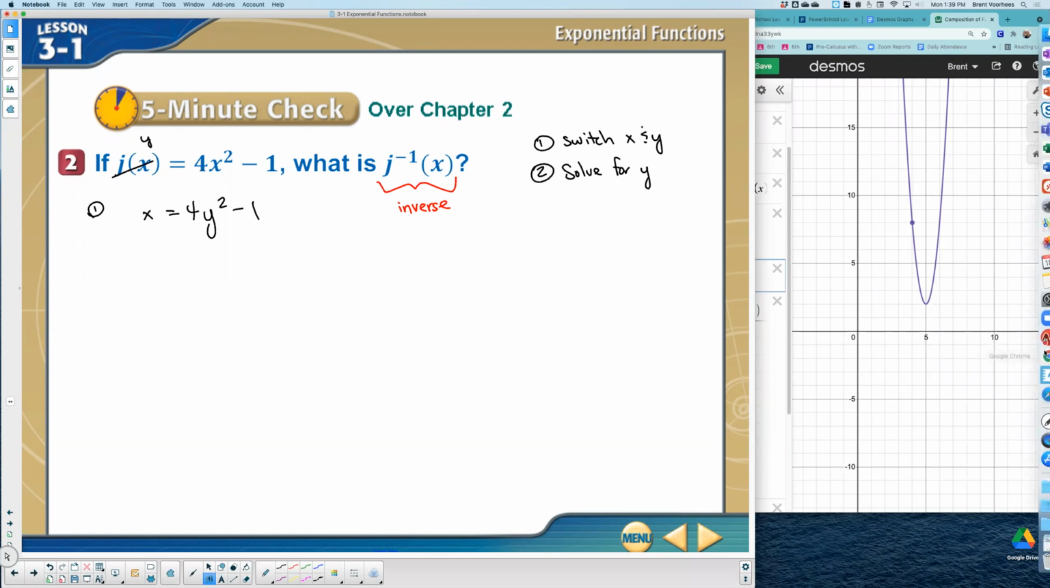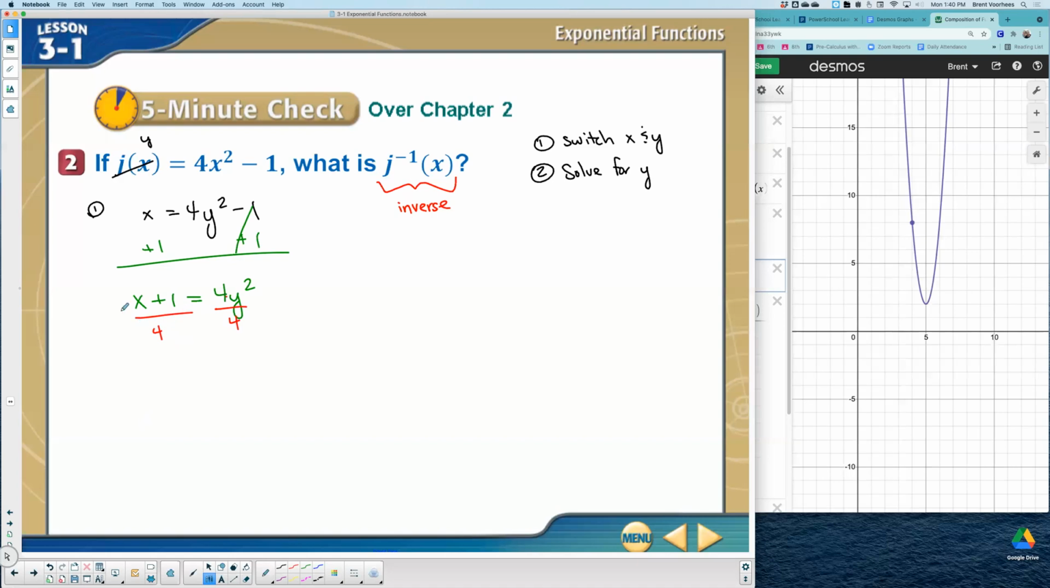And so we'll just go through our process here. I have a minus 1. What's the opposite of minus 1? Plus 1. So I add 1 to both sides. So I have x plus 1 equals 4y squared. Before I square root this, I'm going to ask, how do you get rid of a 4 that's in front of a y? Divide, because that 4 is multiplying. So we divide by 4.